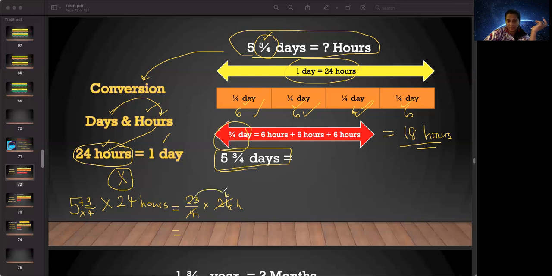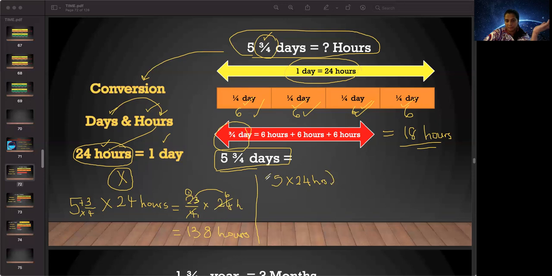So start with 3 times 6. 3 times 6 is 18. So write your 8, carry up your 1. Then 2 times 6 is 12. 12 plus 1 is 13. So this will yield you the answer of 138 hours. This is method 1. Method 2 would be to understand that 5 days means 5 times 24. If 1 day is 24 hours, then 5 days means 5 times 24 hours.